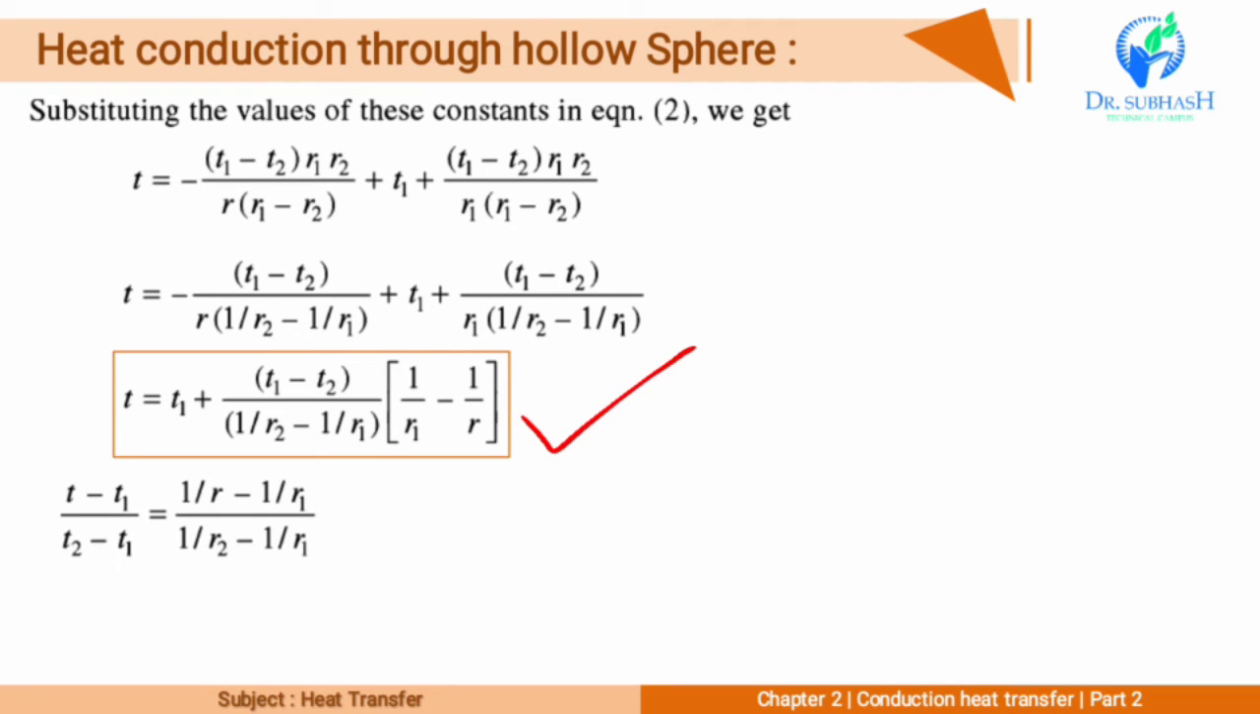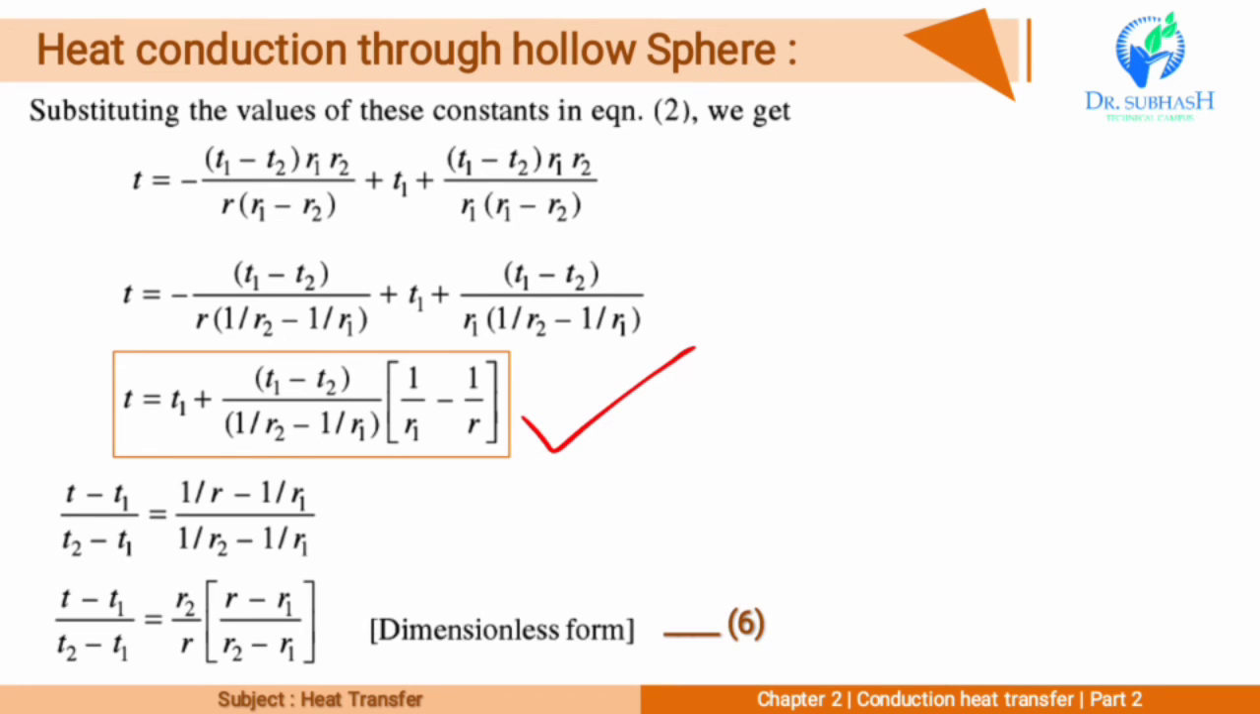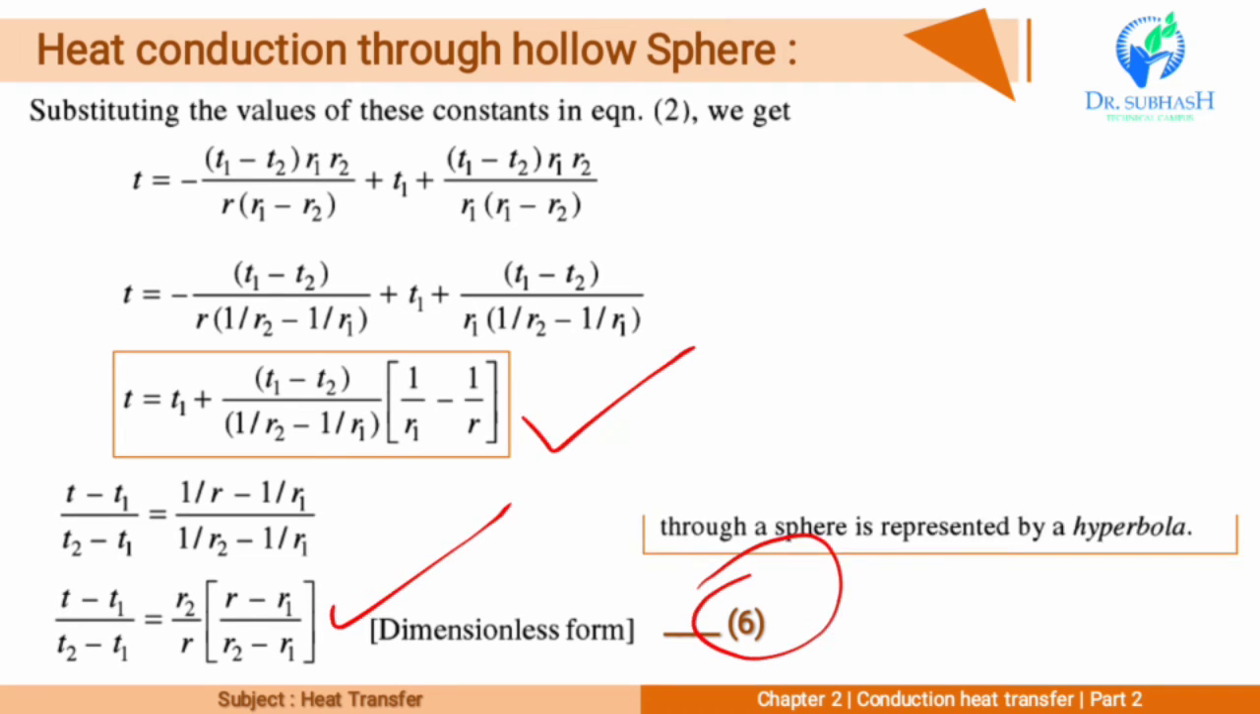By further simplification, we get (T minus T1) divided by (T2 minus T1) is equal to (1 upon r minus 1 upon r1) divided by (1 upon r2 minus 1 upon r1). Finally, we get (T minus T1) upon (T2 minus T1) is equal to r2 divided by r into bracket (r minus r1) divided by (r2 minus r1). This equation is a dimensionless form, say equation number 6, which is very useful to solve the heat transfer problem of hollow sphere.